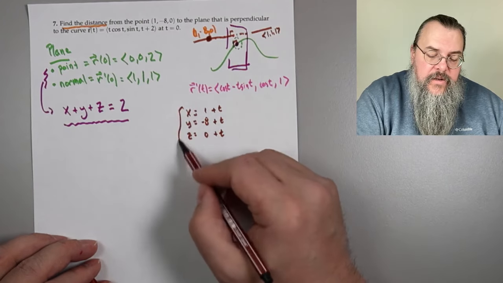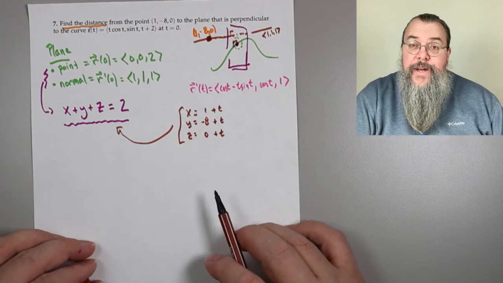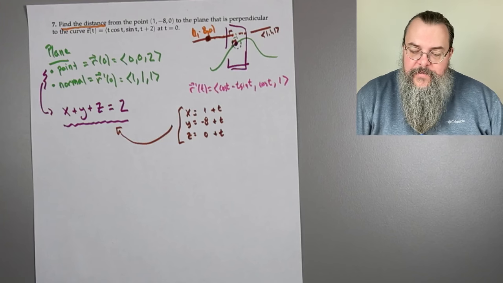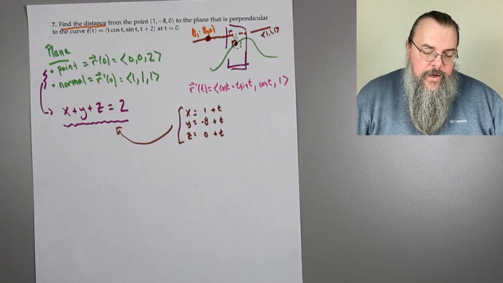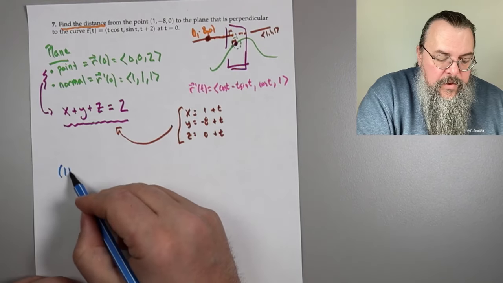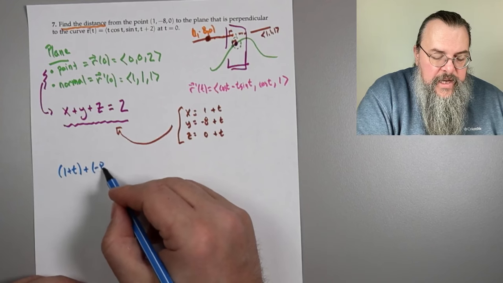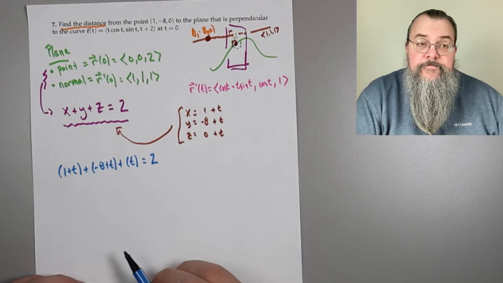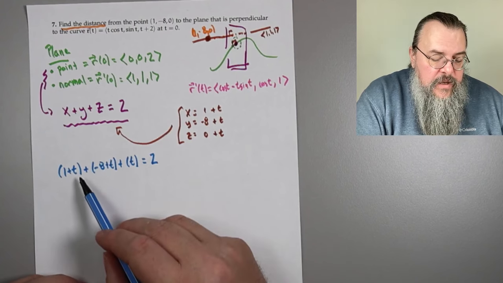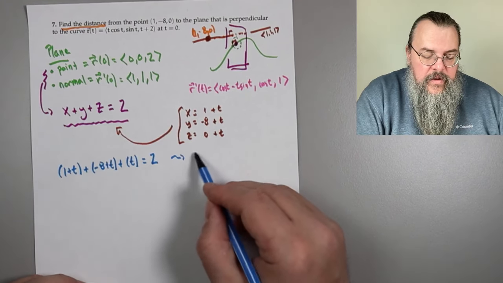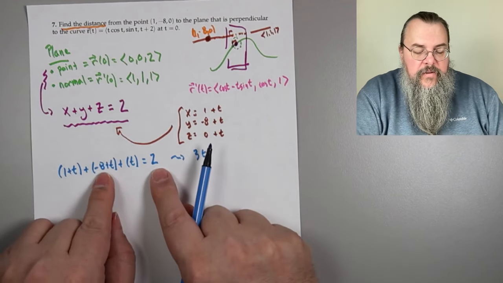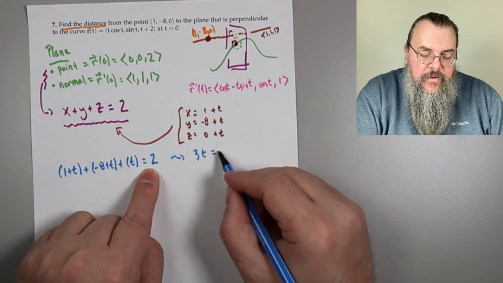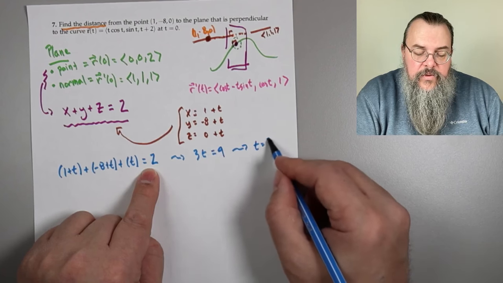So what I can do is plug in, and ask what x, y, and z are so that this is true. All right, let's get to work on figuring that out. So what do we have? We have 1 plus t plus negative 8 plus t plus t equals 2. That would be 3 t's. Now we can move things across. Add 8, that would be 10. Subtract 1, that would be 9. So that would be 3t equals 9.